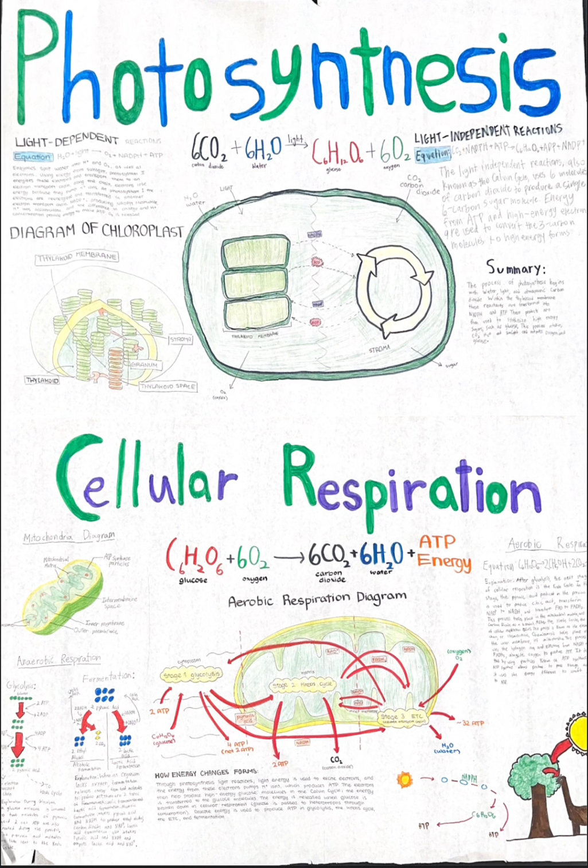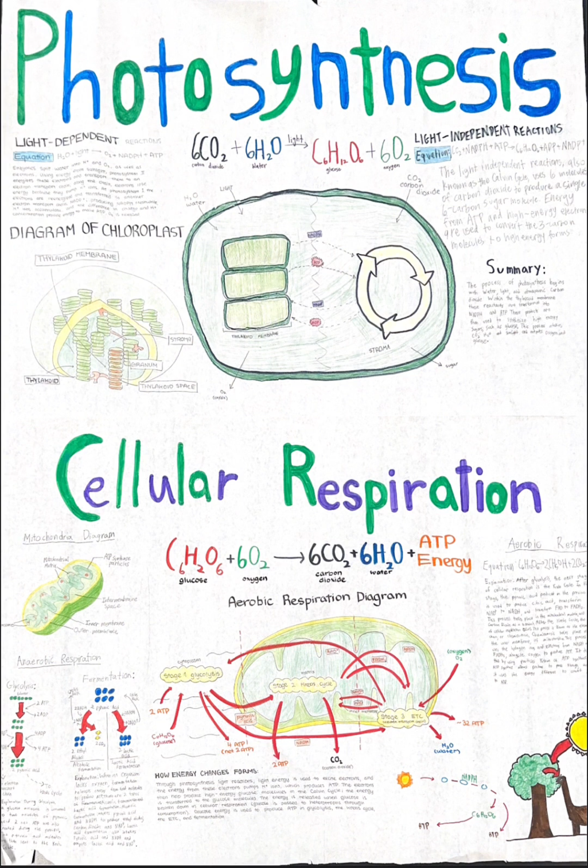The equation is CO2 plus NADPH plus ATP, which turns into C6H12O6 plus ADP and NADP+. The light-independent reactions, also known as the Calvin cycle, use 6 molecules of carbon dioxide to produce a single 6-carbon sugar molecule. Energy from ATP and high-energy electrons are used to convert the 3-carbon molecules to high-energy forms.